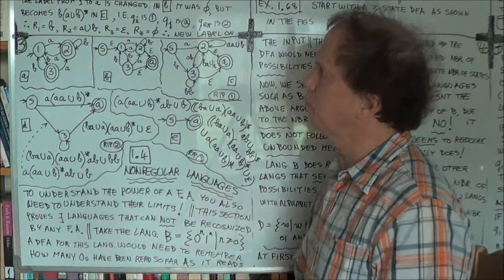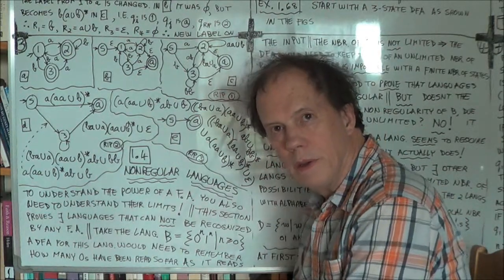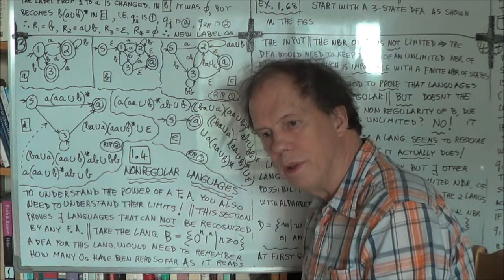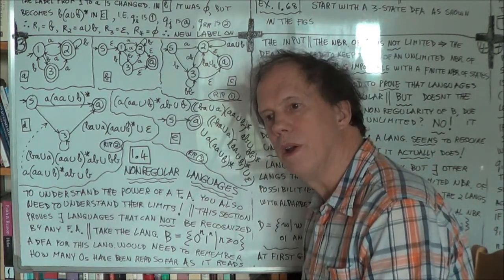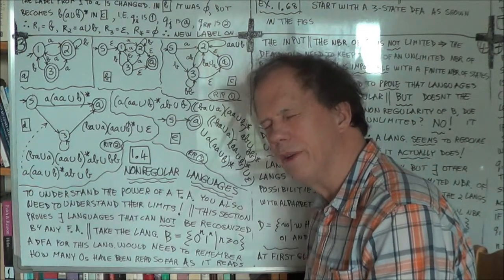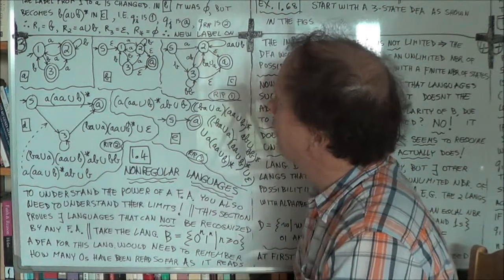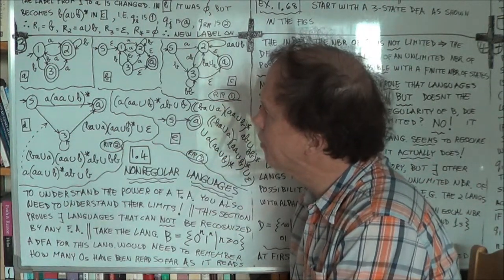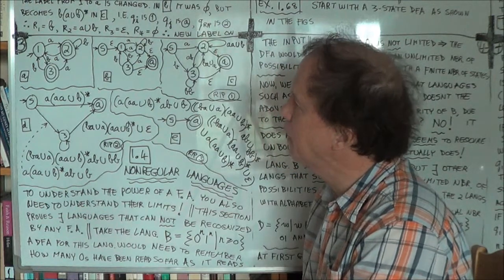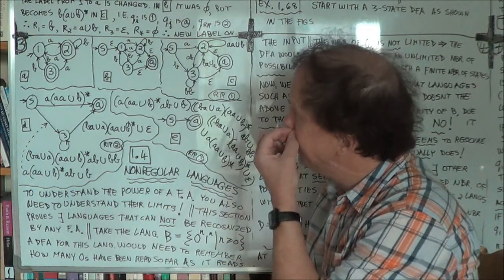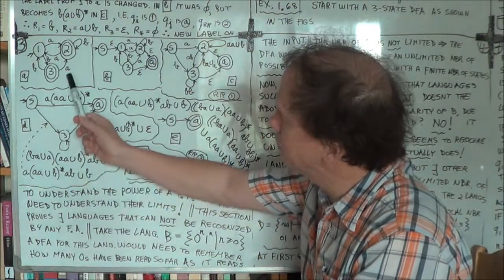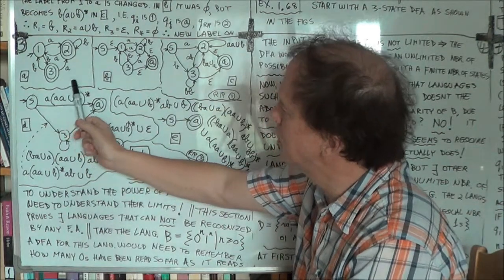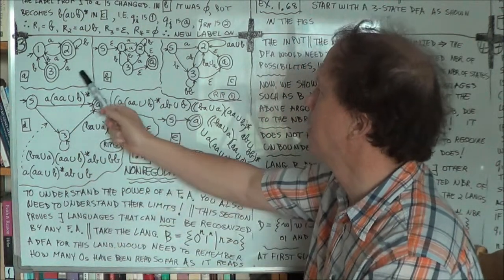Now going straight on with our second example of trying to find the equivalent regular expression from a DFA. Here's the DFA that you start with, a three-state machine, a bit more complicated. The alphabet is obviously binary, just A and B.